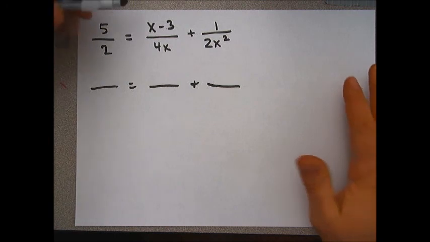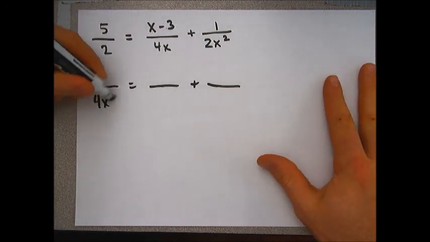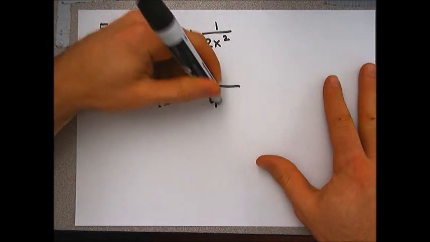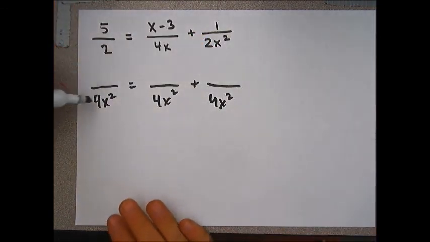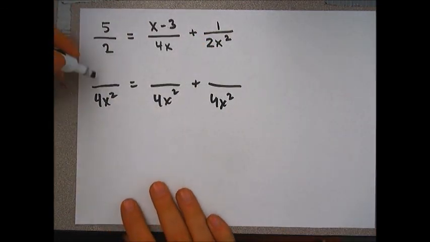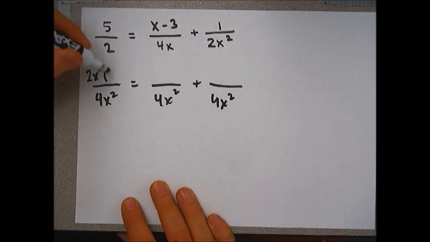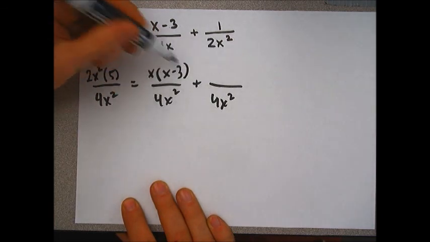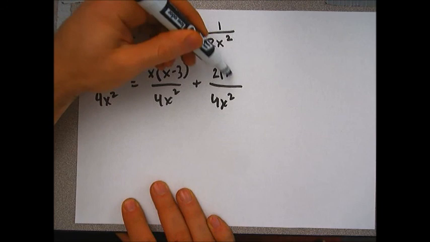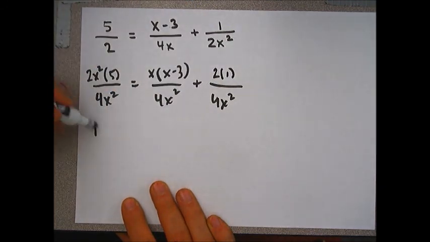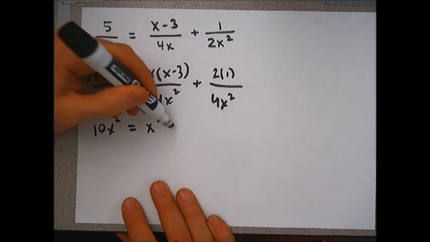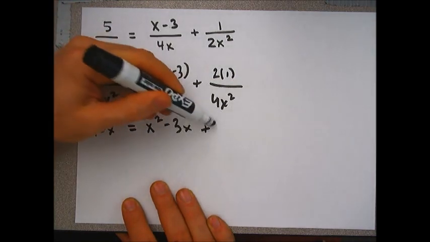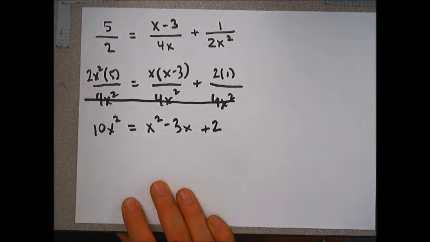All right, we want the common denominator to be 4x squared. The 2 to 4x squared would get multiplied by 2 and then an x squared. So 2 and an x squared. For this one, it just gets multiplied by x. And for this one, it gets multiplied by 2. So we're going to do the math up top. I have 10x squared is equal to x squared minus 3x plus 2. Get rid of the bottom, solve the top.